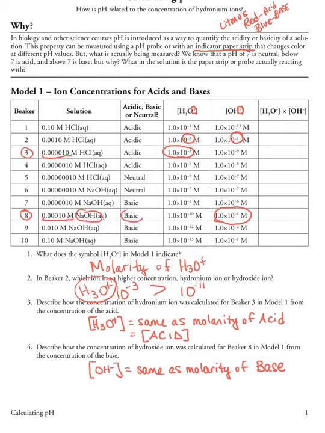This is the base, by the way. How do I know it's a base? Because they're telling me it's basic. How do I know this is an acid? Well, besides the fact you know that HCl is hydrochloric acid, they're telling you it's an acid.